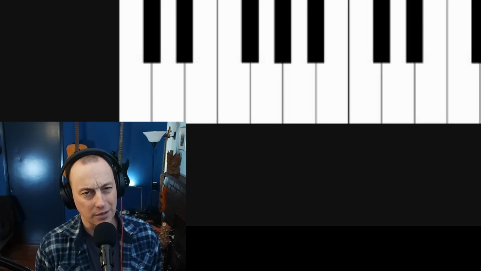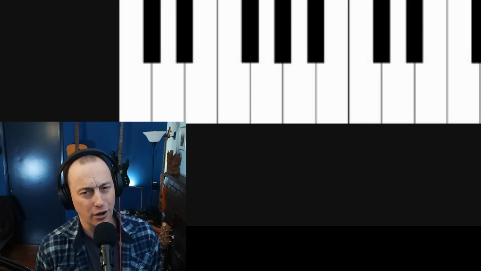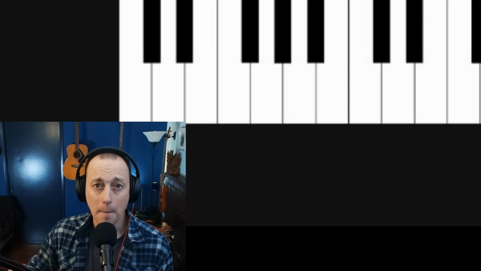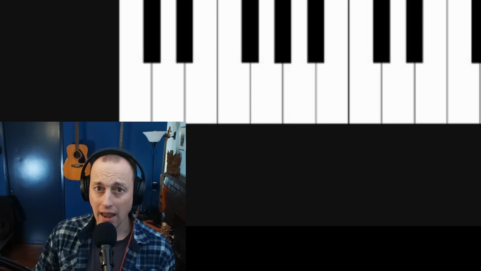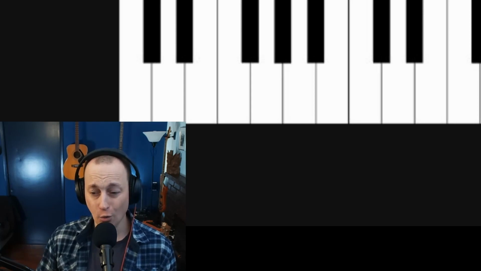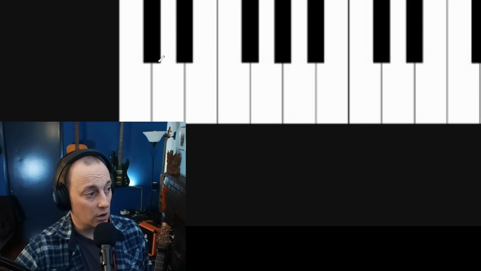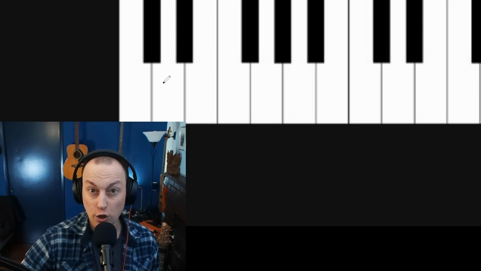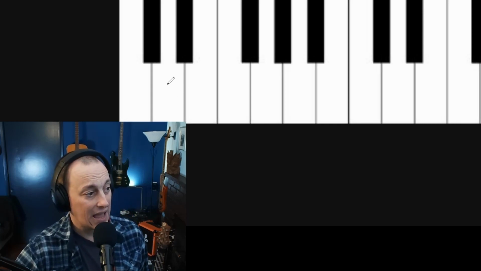So a fair comment at this point would be, well, isn't that just the C major scale starting on a different note? Well, yes, it is, but I want this scale to exist in its own right, in its own world. So I don't want to think of this D as a 2 anymore. I want to think of it as a 1.